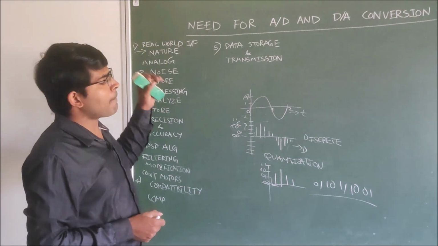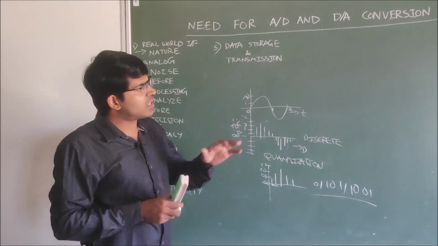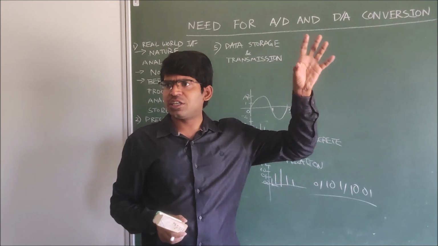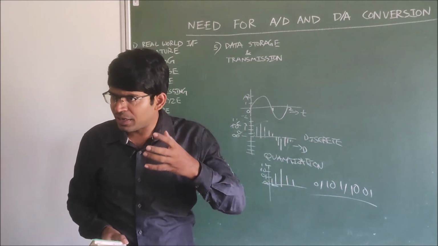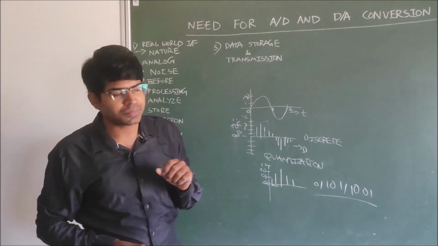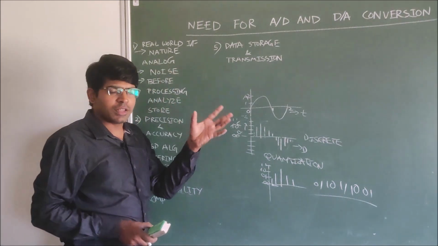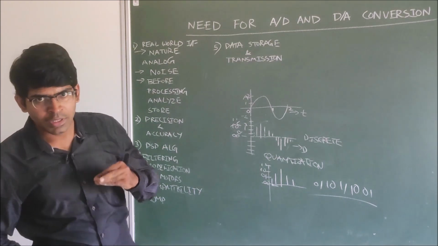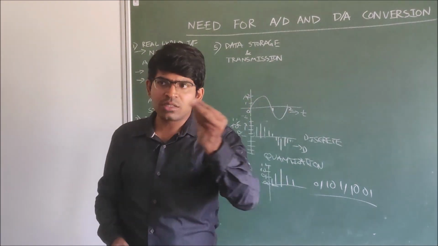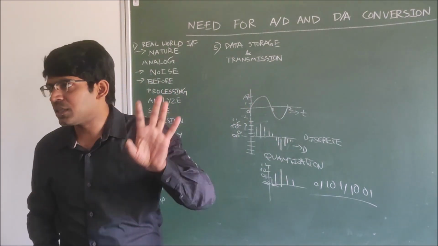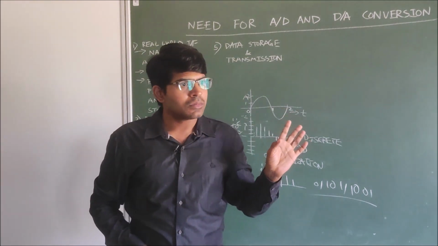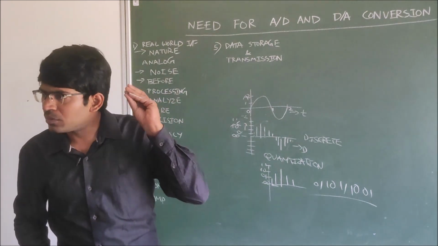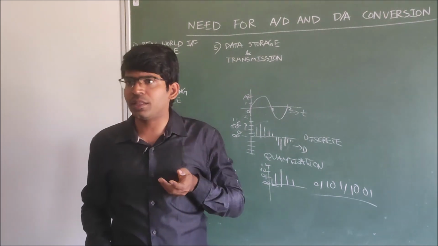So we require the conversion from analog to digital and digital to analog. That is a requirement in our daily usage of electronics. For real-time information in nature, whatever signals we are seeing, they are not digital signals. Any signal you observe is only an analog signal. Most of the signals you are seeing in nature are analog.